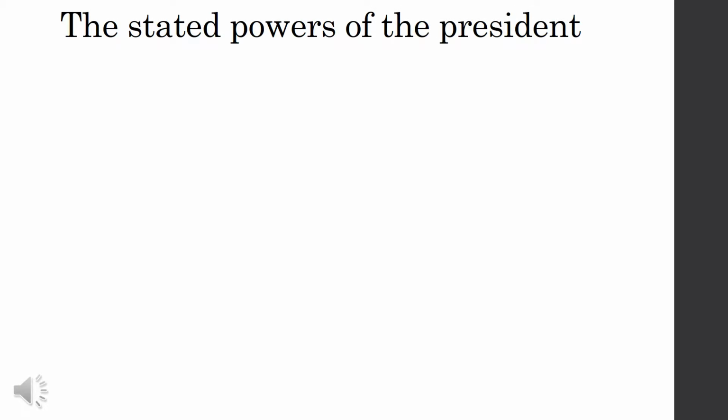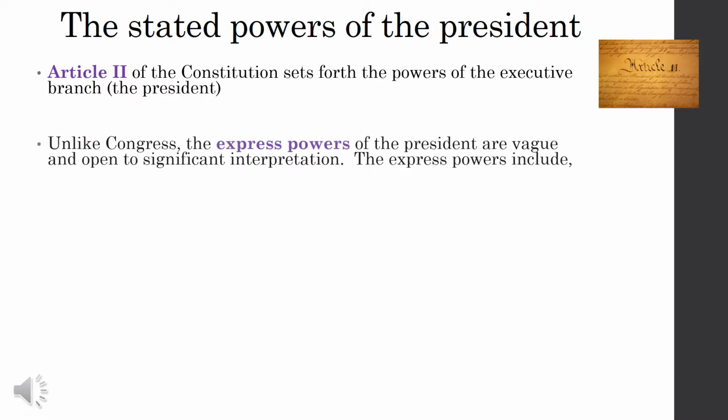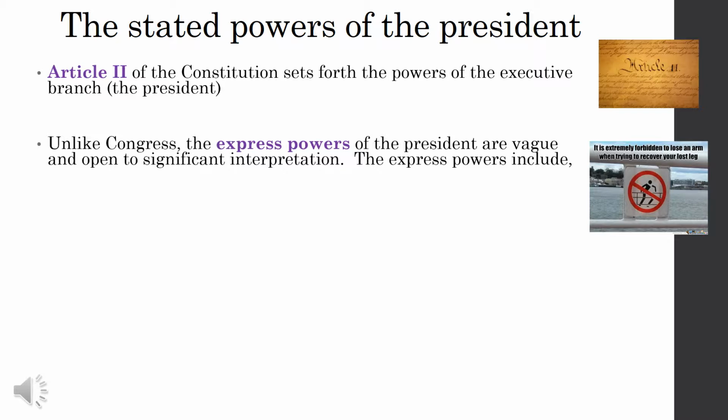Like Congress, the powers of the executive branch are stated in the Constitution. The question is, are those powers as specifically stated as they are for Congress? Article 2 of the Constitution sets forth the powers of the executive branch or the president. But unlike Congress, the express powers of the president are vague and open to significant interpretation. It is extremely forbidden to lose an arm when trying to recover your lost leg. You could read that sign just like that, and when it comes to the language in Article 2, you can read it in many different ways.